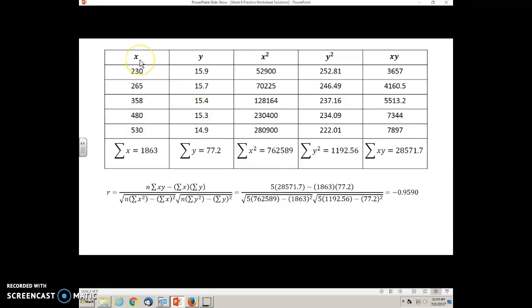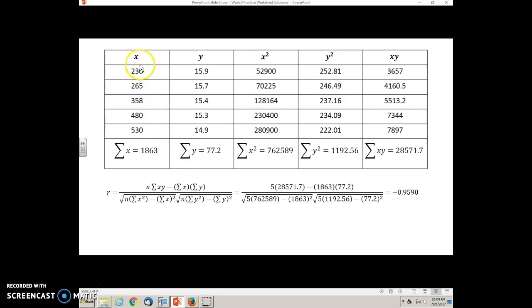So the first thing you need to do to calculate R is make a table with 5 columns. A column for X, a column for Y, a column for X squared, a column for Y squared, and a column for XY. Those are all parts of the formula. If you notice, in the formula we need N, the sum of XY, the sum of X, the sum of Y, the sum of X squared, and the sum of Y squared. So that's why we create these specific columns here.